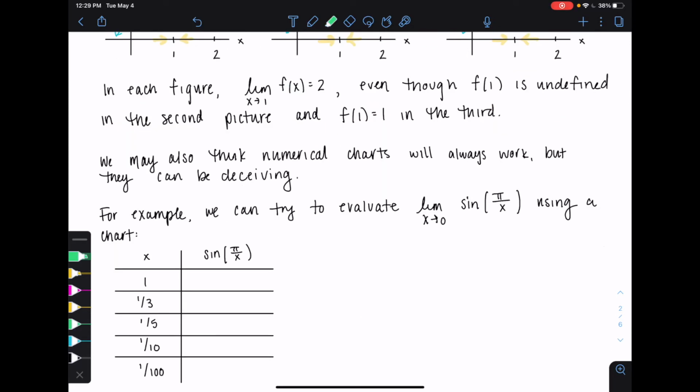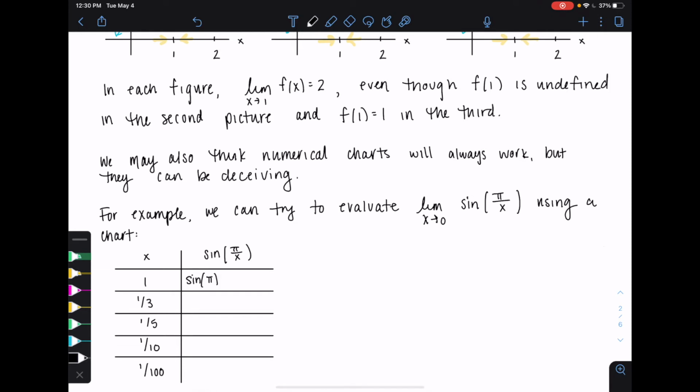So let's look at an example. Let's try to evaluate this particular limit. We're going to see what's happening for this function as x gets closer and closer to 0. So 1 is kind of close to 0, not really. We'll do a third, a fifth, a tenth, and 1/100th, so 0.01. We're going to get closer and closer to 0. These are numbers I can actually evaluate without using a calculator. I can do it in my head. So I'm going to plug in these values.